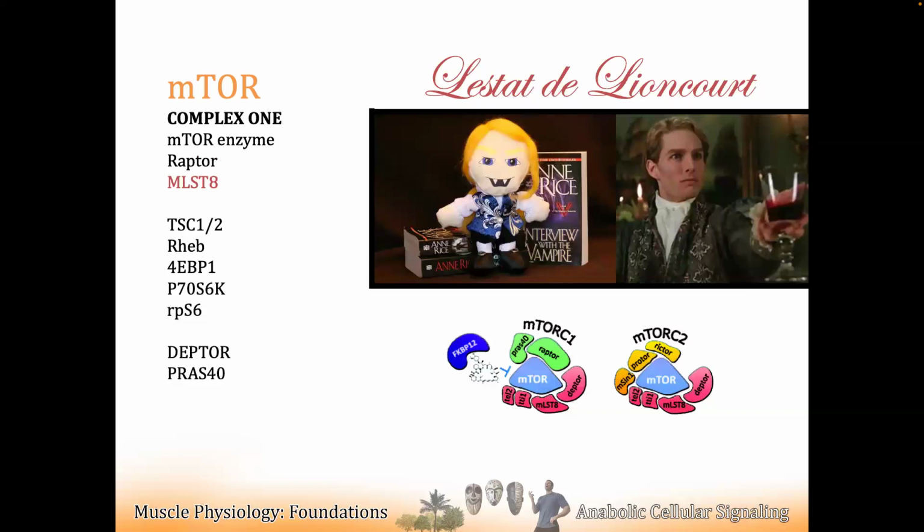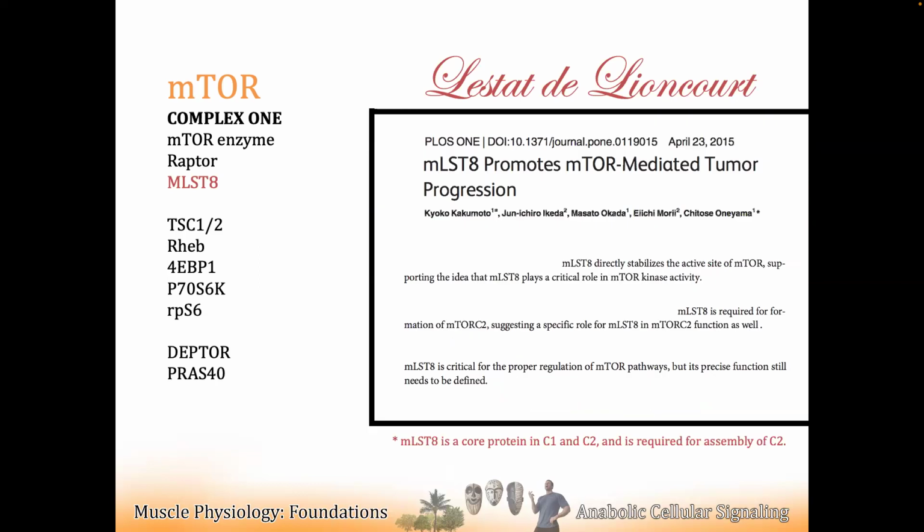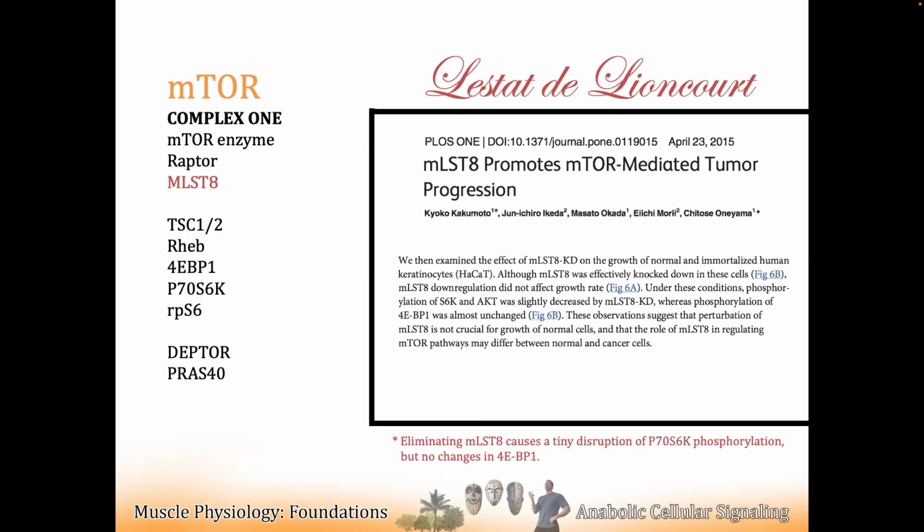Super corny, I apologize, but MLST8 is in both complexes, 1 and 2, and it's the least researched, the least understood, and the least important of the core proteins. When it gets deleted, mTOR complex 1 activity, right, the ongoing function of complex 1, is barely affected. So the role that MLST8 serves is more about assembly than activity. And it's much more important to complex 2's formation than complex 1.